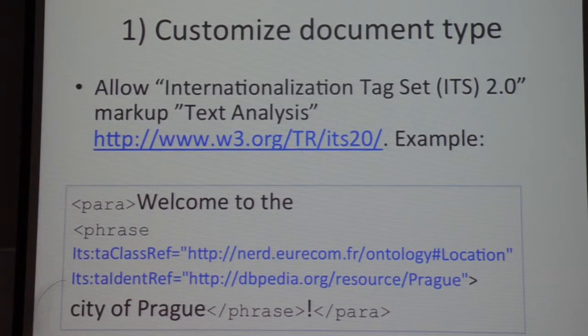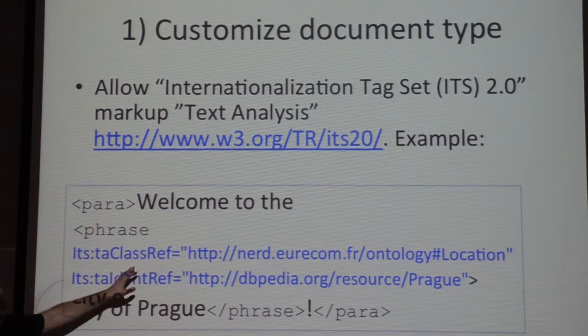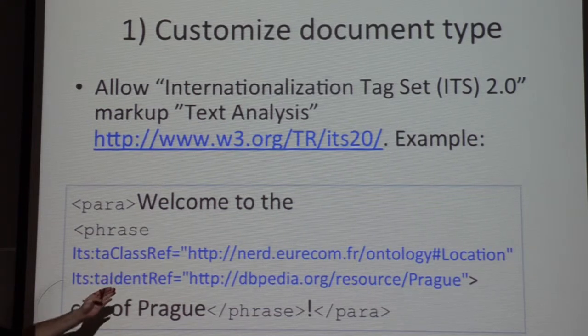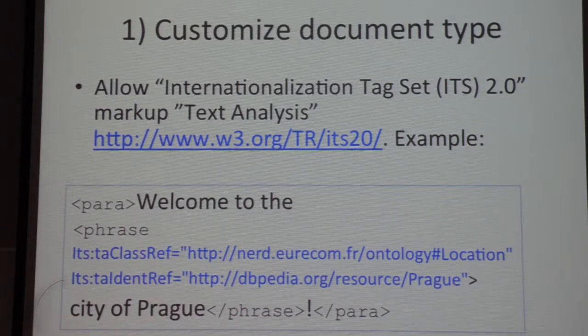So what do we need here for this scenario? As I said, we don't need all of ITS, but the so-called text analysis markup. And here's an example of how that markup looks. You have a sentence saying, welcome to the city of Prague. Here an attribute which identifies the type of that entity, saying it's a location, as you can see from the URI, and then the entity itself, here having an identifier for Prague. That kind of markup can be useful in the scenarios I mentioned, like disambiguation and so on, and we want to auto-generate that markup.